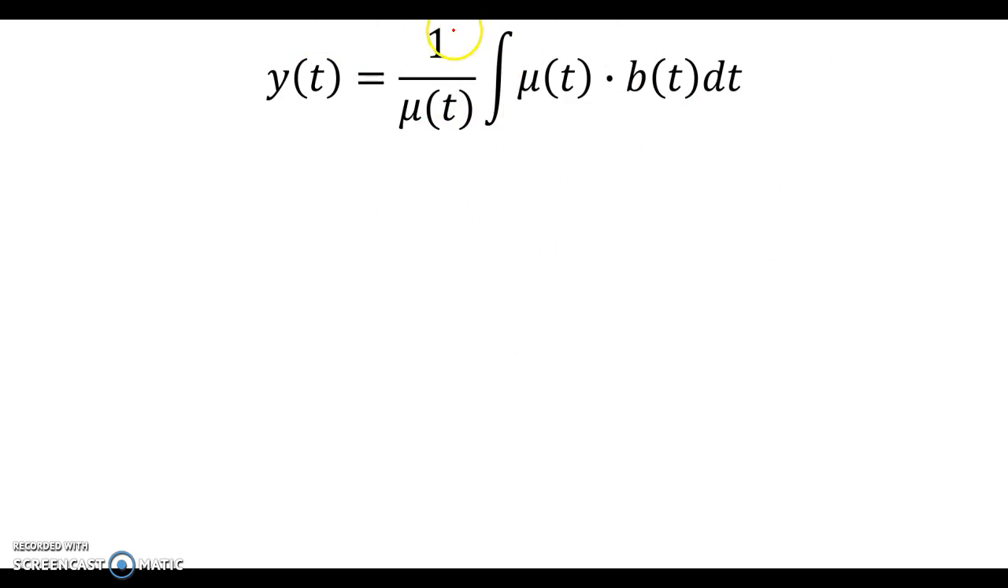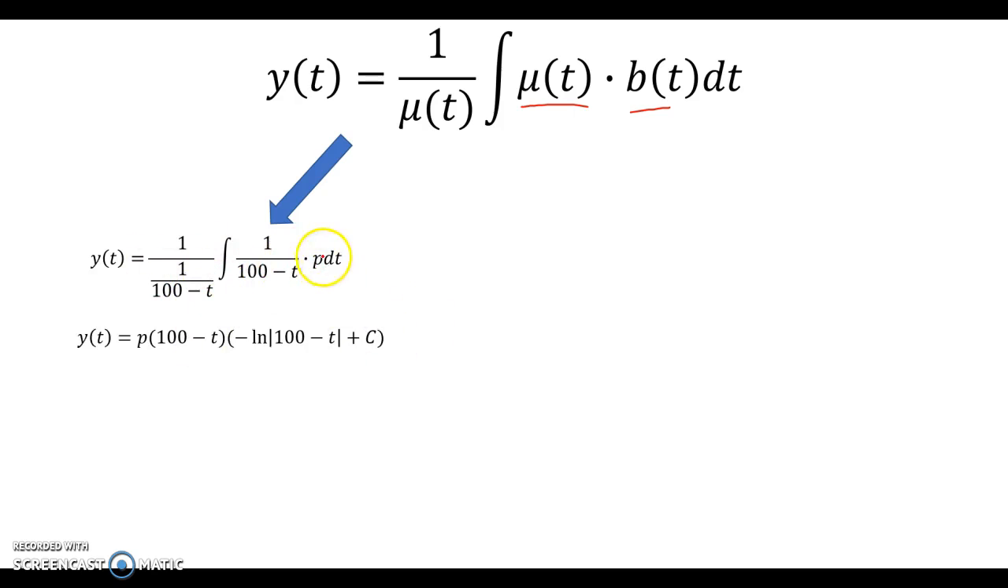So this is our integrating factor solution, 1 over mu times the integral of mu b. And so if we do this using our substitution method, then our mu is 1 over 100 minus t, multiplied by mu, which is 1 over 100 minus t, times b, which is the unknown flow rate. And now we can do some reduction here. So p is a constant in terms of t, so I can factor that out. 1 over 100 minus t is simply 100 minus t. And then the integral of 1 over 100 minus t is the negative natural log of 100 minus t plus c. So you can do that again using substitution if you like.